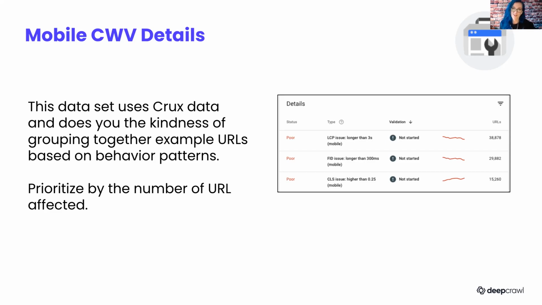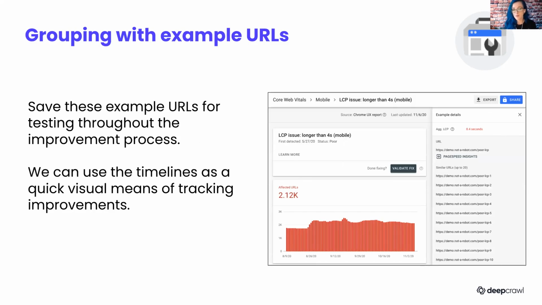So important note, Search Console is using CrUX data, that source of truth. And they've aggregated them together into patterns, into groupings of URLs that seem to have the same behavior patterns and issues. So when we click on any one of these, we get a bunch of example URLs. We want to go ahead and save these. We're going to prioritize which groups to work on by what is impacted the most.